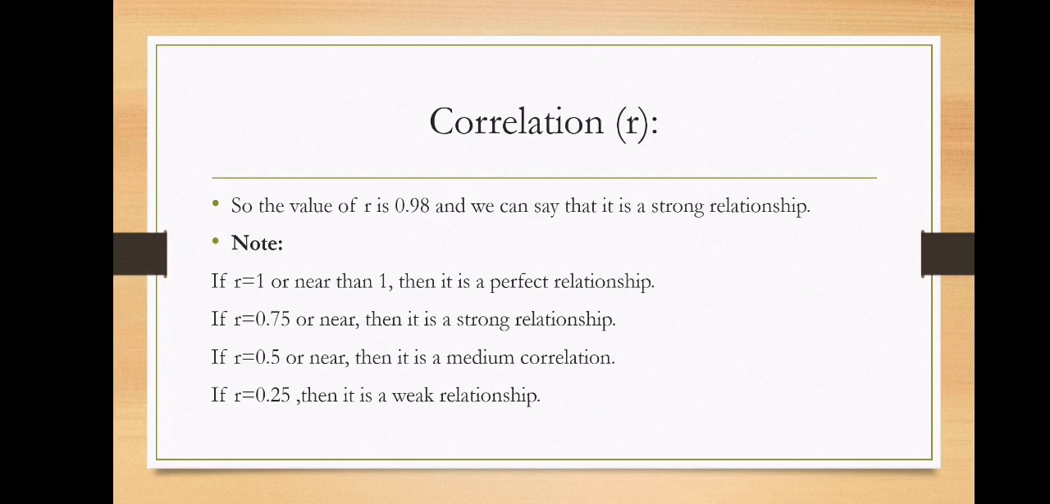I forgot to mention in the earlier slides: if R is equal to 1 or near 1, then it is a perfect relationship. If R is equal to 0.75 or near, then it is a strong relationship. If R is equal to 0.5 or near 0.5, then it is a medium correlation, and if R is equal to 0.25, then it is a weak relationship.